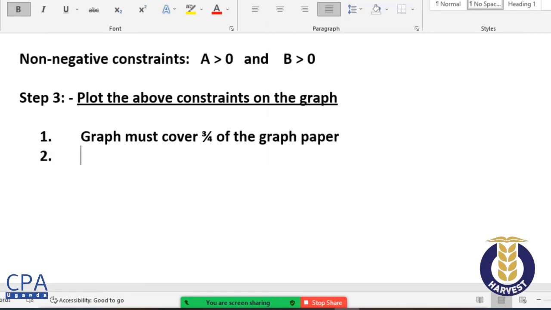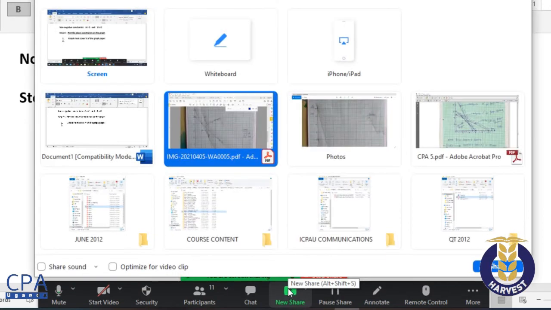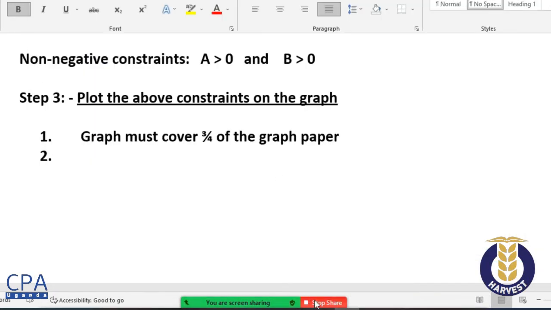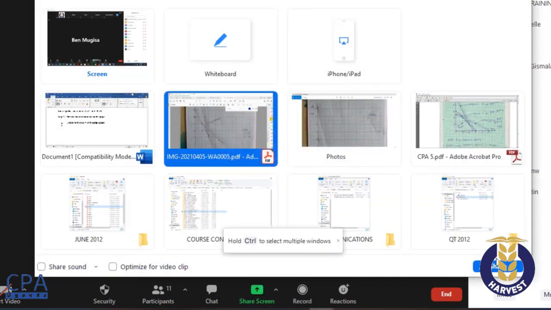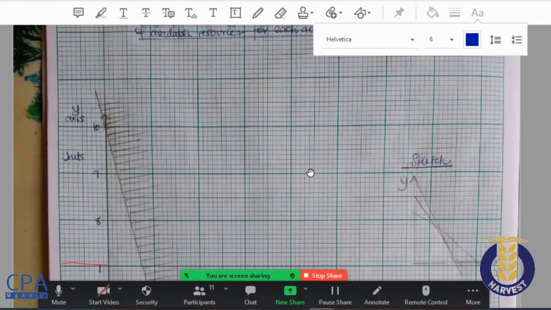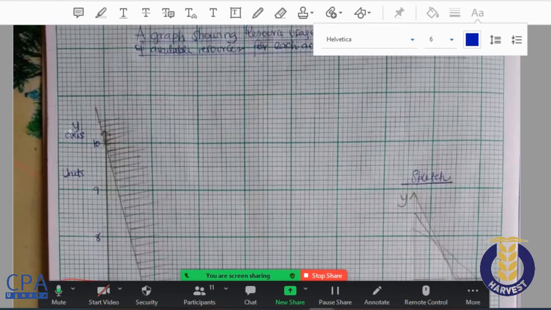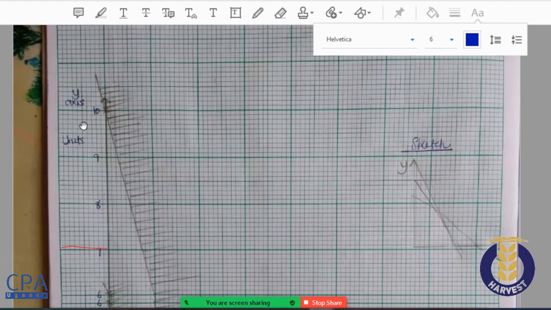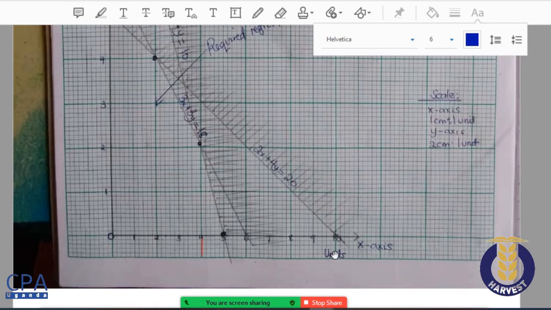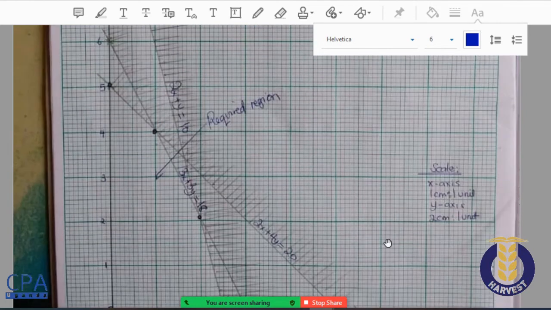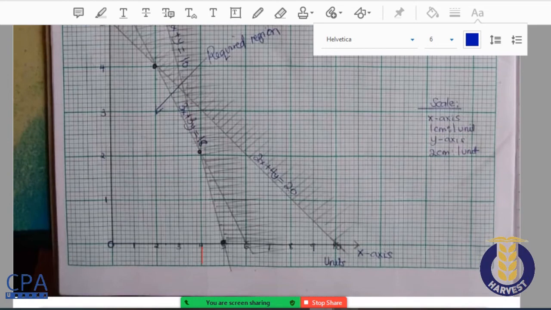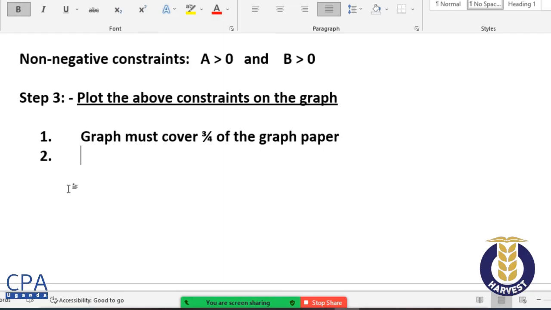Now, the next rule is that the graph must have well labeled axes. For example, the student used the y-axis for activity B and the x-axis for activity A. You must tell us what you have on your y-axis and what you have on your x-axis. So I'm going to include that: well labeled axes.